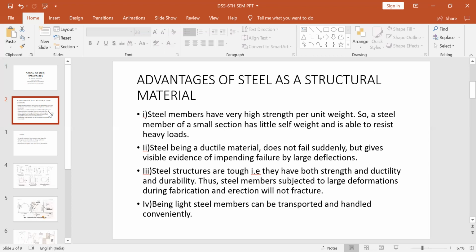Being light, steel members can be transported and handled conveniently. This is another important point. Since its self weight is less compared to other members, it can be easily handled and transported to different places, right?